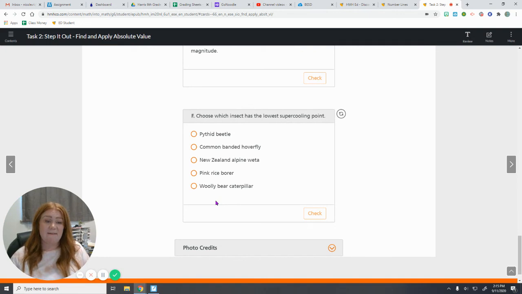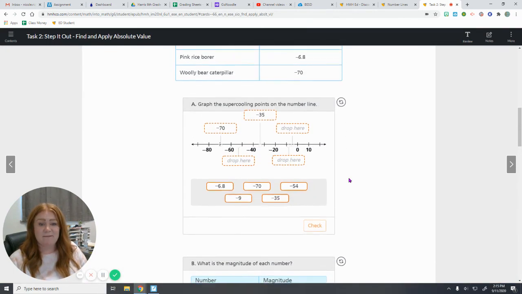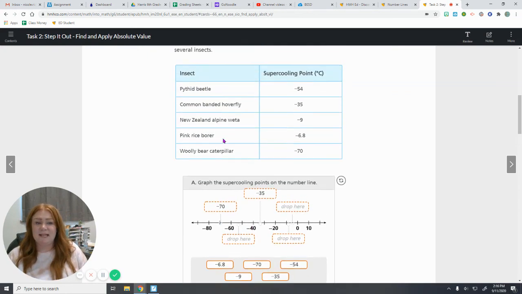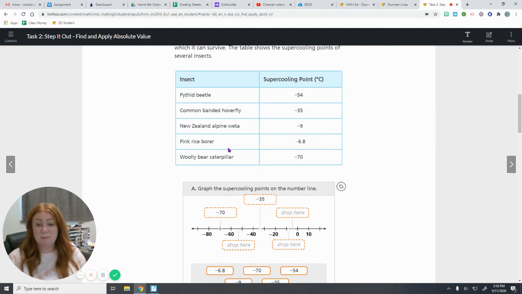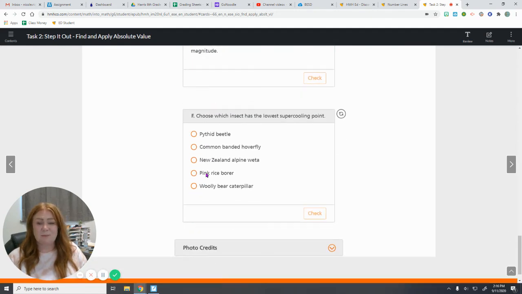And then part F, our last part today, asks us to choose which insect has the lowest supercooling point. I'm going to come back to my number line, and I'm looking for the lowest number. That means the one that is most to the left. All the way over here, we've got this -70. Now I want to read my chart and find the one that matches up to -70 and put in my answer for F.